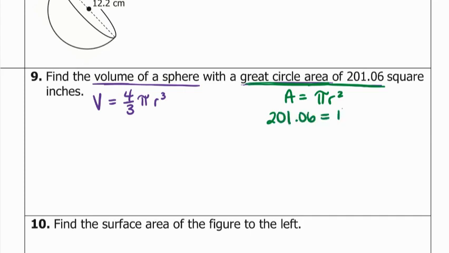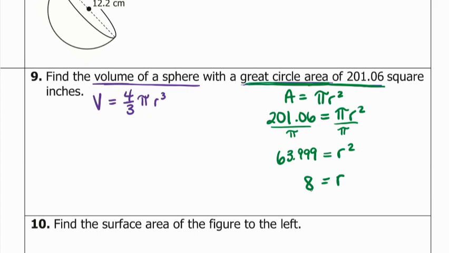So 201.06 equals pi r squared. And now I can solve for r, right? I divide both sides by pi. And since that's a decimal, I'm going to go ahead and keep it a decimal. So 201.06 divided by pi gives us 63.999, a whole bunch of nines. And that's r squared. And then if I take the square root of that, I get 7.999, which is pretty much 8, right? So our radius is 8.